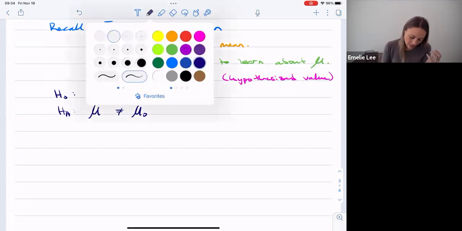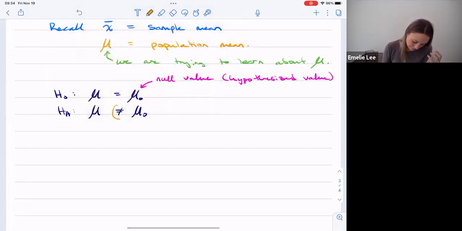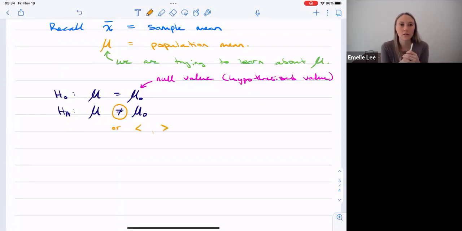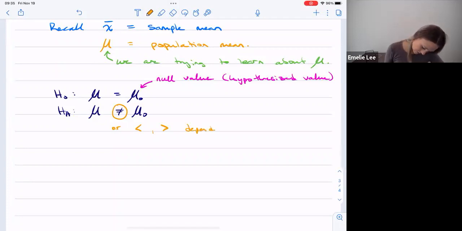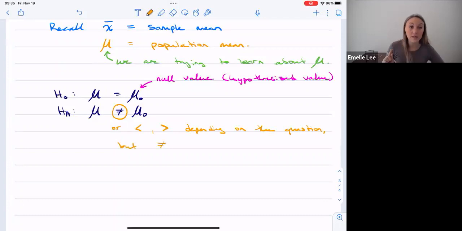Or we could have less than or greater than, depending on the question. But not equal to is still the default, right? So if you're not sure, then not equal to is still the default. Okay, that's always the case.